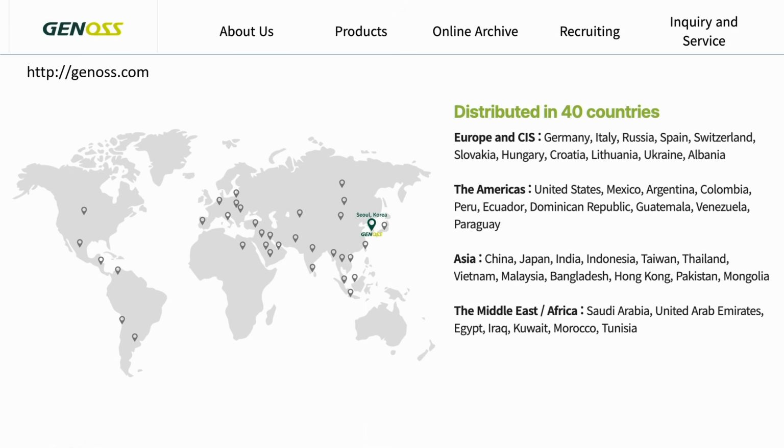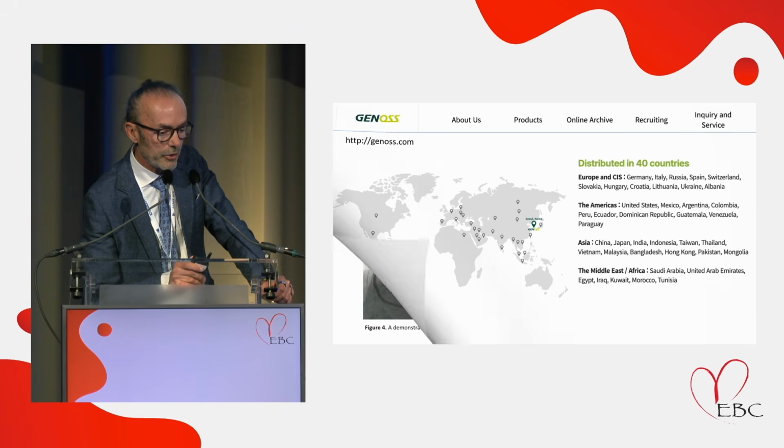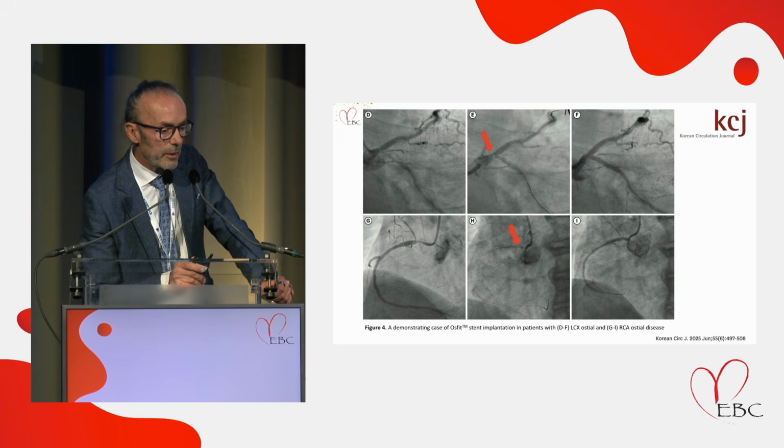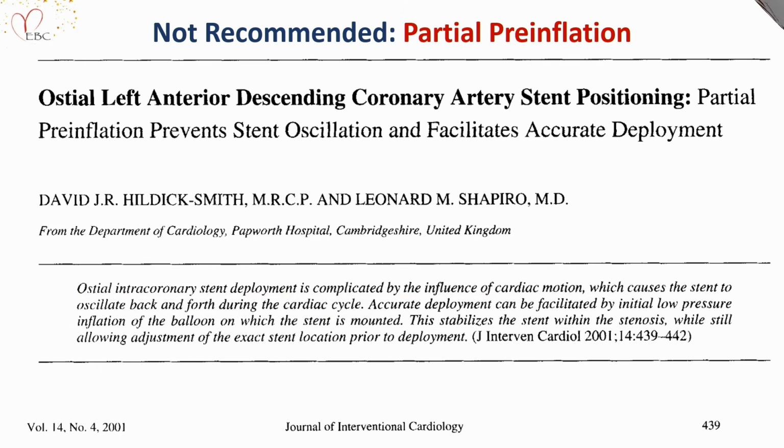It's distributed in 40 countries, this stent. The Janus is produced in Korea. In Europe it is Germany, Italy, Spain, and Switzerland, not in other countries, America, Asia, Middle East. They use this for ostial circ also, and for ostial right in the paper. Not recommended. David published this 25 years ago.